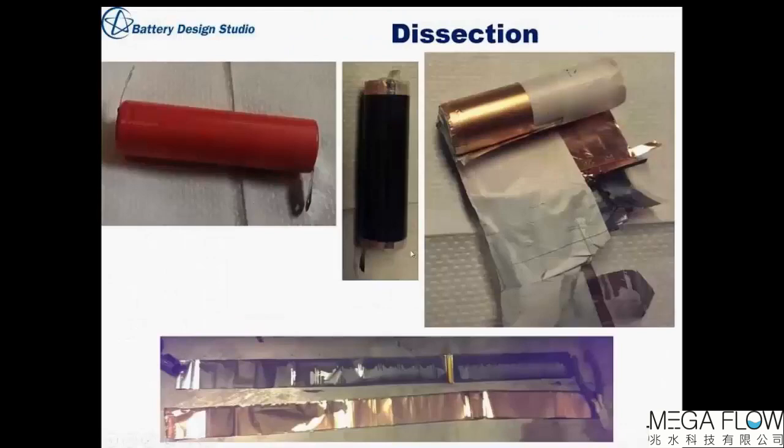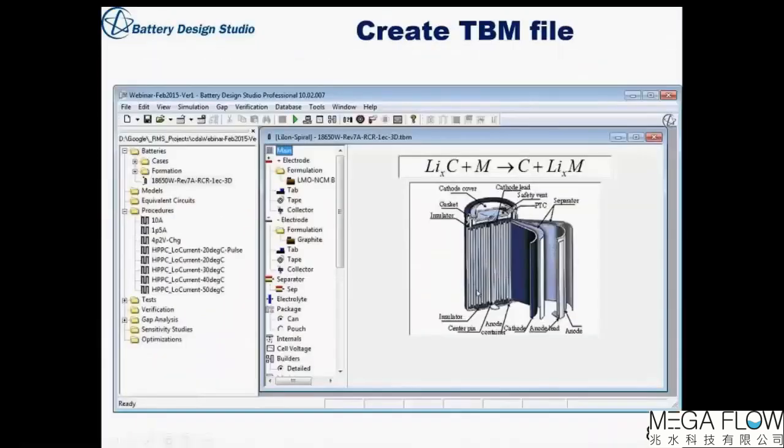The next step is to dissect the cell. And so this is what the cell looked like, fully assembled. We took it out of the can, we unrolled it, and we measured the electrode properties, the thicknesses of the electrodes, the thickness of the current collector, the tab positions. And then we took all that information and went to Battery Design Studio. And so the first step in Battery Design Studio is to specify that physical cell description. We got a lot of information from the dissection. In this case, it's a cylindrical cell, so we picked a cylindrical cell in Battery Design Studio.